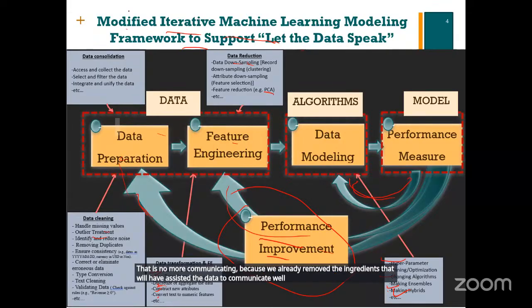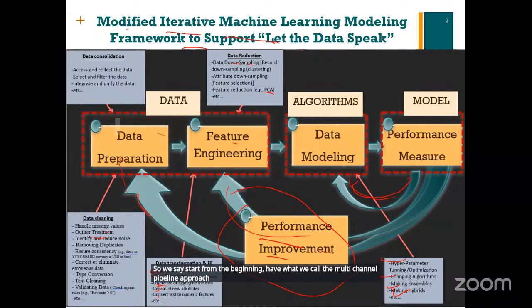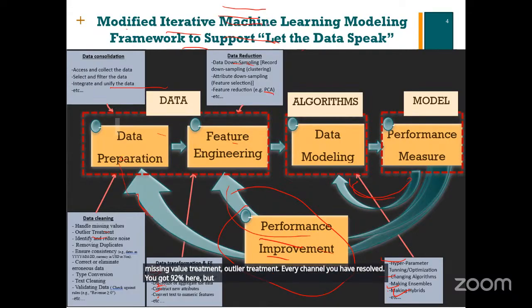So we say start from the beginning, have what we call the multi-channel pipeline approach, whereby when you run the original data, put the result down. Channel 1. Channel 2, do preprocessing, missing value treatment, outlier treatment. Every channel you have a result. You got 92% here, but then 93% here. You get 85% here. You keep recording the result of every new channel.